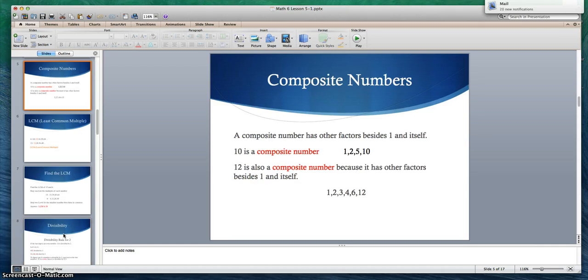Composite numbers. Now, composite numbers are all those other numbers that have more than two factors besides 1 and itself. So like 10 would be a composite number because it would have 1, 2, 5, and 10. 12 would be a composite number because it has 1, 2, 3, 4, 6, and 12 as factors. So prime numbers, the only factors are going to be 1 and that number, where composite numbers have more factors than just 1 and itself.